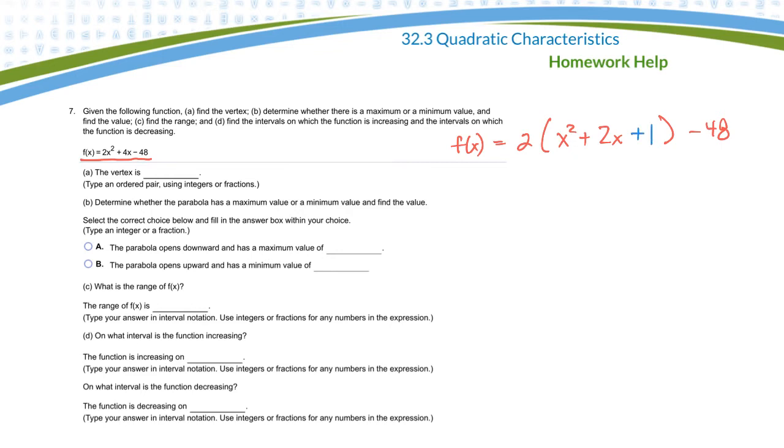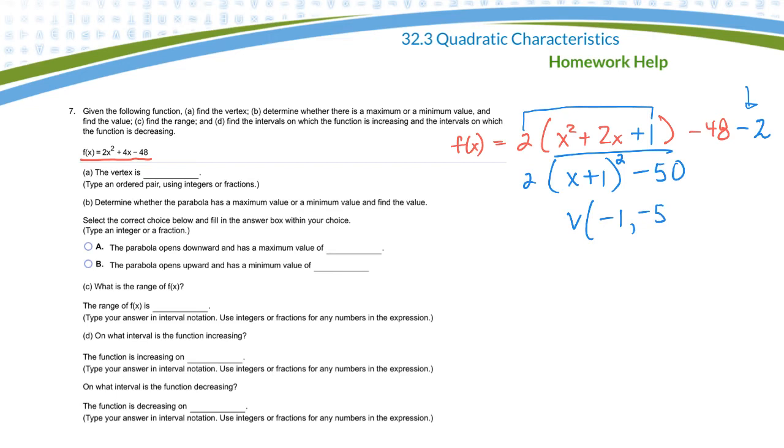But then out here, I don't put a minus 1 because if there's a 2 in front there, the change that I made there is 2 times 1, which is a positive 2. So I'm going to subtract 2 out here. Then this, when I factor it, will be x plus 1 times x plus 1, or x plus 1 squared. And minus 48 minus 2 would be minus 50. Okay, so from that, my vertex is minus 1 and minus 50. So let's see. Oh, there it is right there. Minus 1, minus 50.